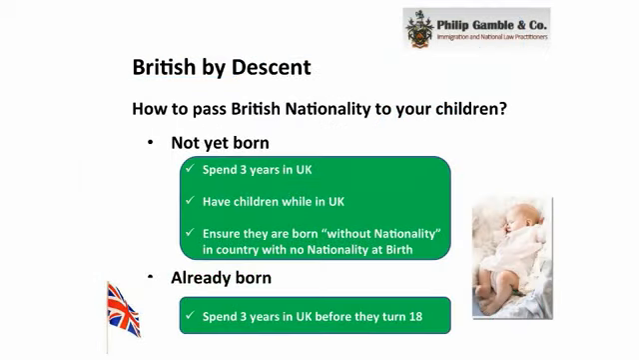To recap our provisions for children and nationality by descent, 2 categories. If the child is not yet born, if the parent has spent 3 years in the UK in the past and is a British citizen by descent, a claim can be possible before the 18th birthday. Or where the child is born in a country where no nationality is conferred at birth, equally a claim before the child's 18th birthday would also be possible. In both cases, the child's grandparent needs to be born in the UK.